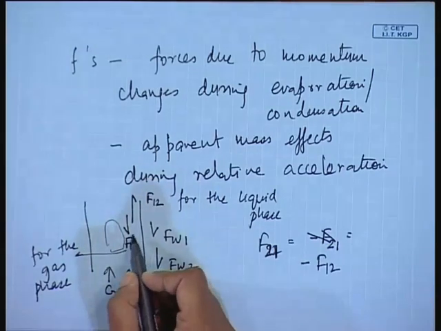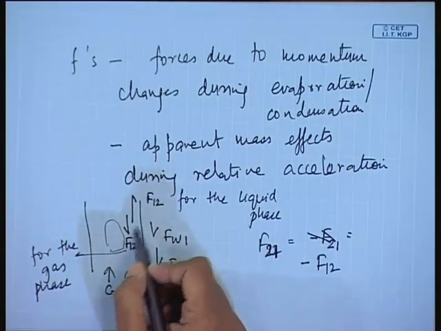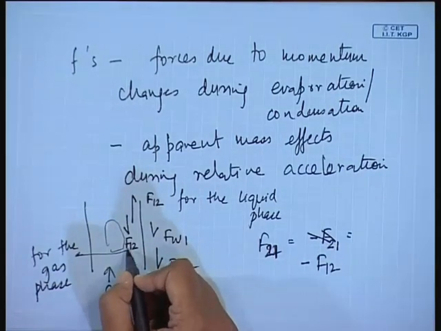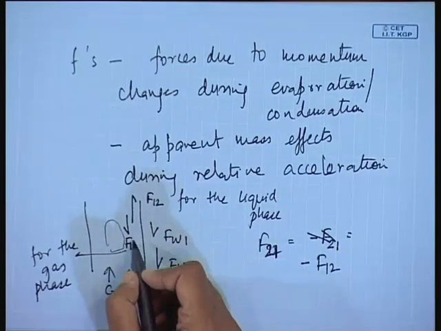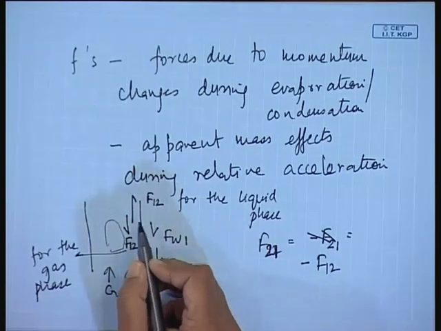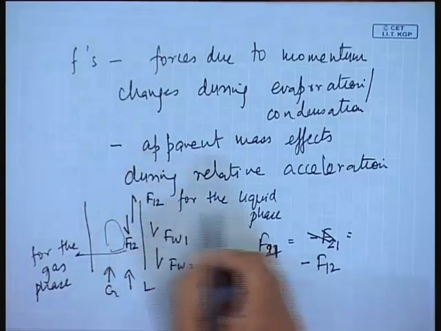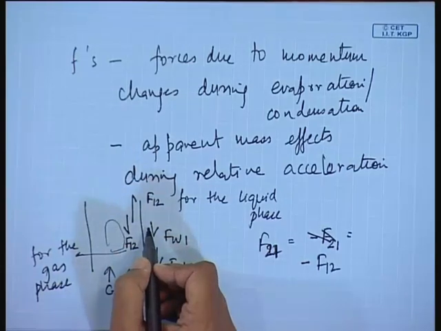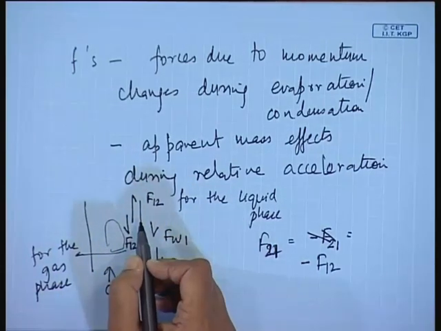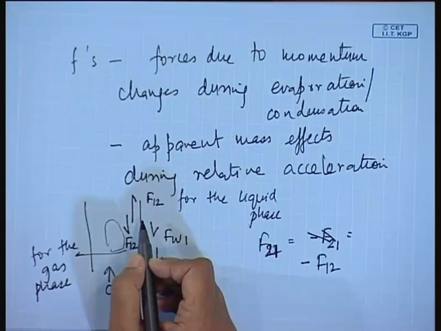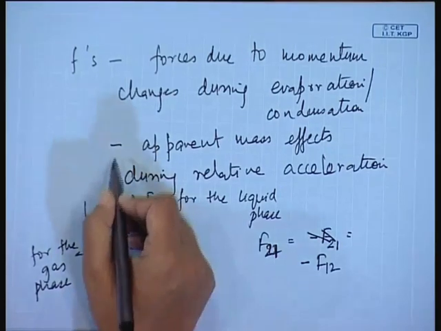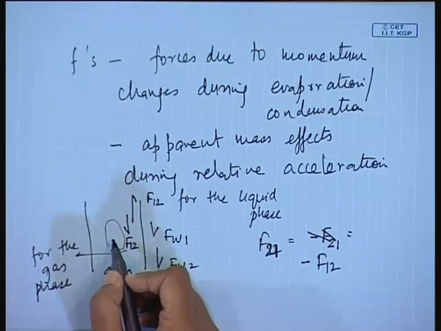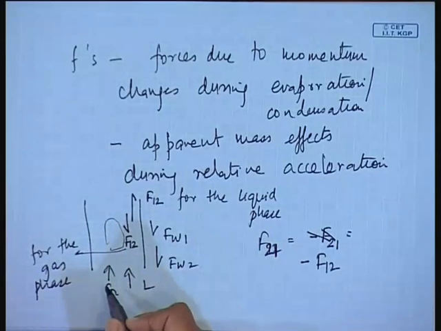You can take it in any direction, but since both these forces are equal and opposite, F21 will be equal to minus F12. That is why I have not differentiated between these two. Otherwise, I would have put F12 for the liquid phase and F21 in the upward direction for the gas phase. Gas to liquid, liquid to gas, the hydrodynamic drags are equal and opposite. So instead of F21 in the upward direction, I put F12 in the downward direction for the gas phase. Agreed? So these are the forces which should act.